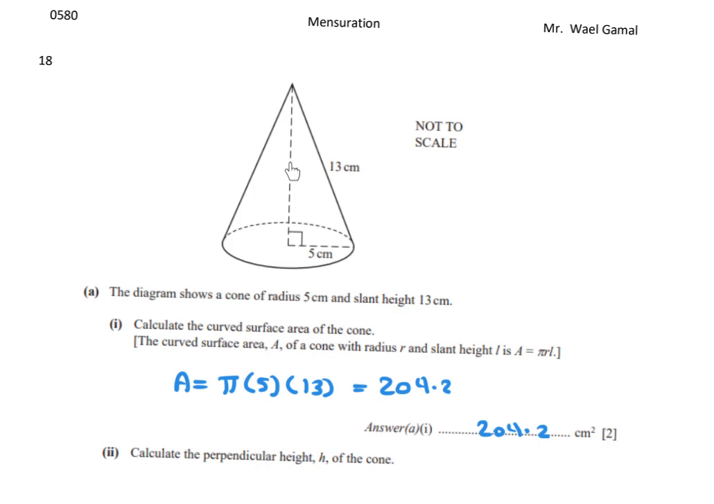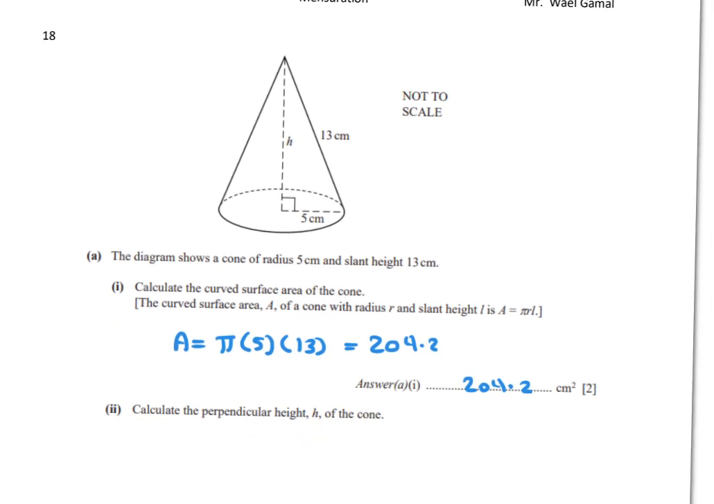Now calculate the perpendicular height of the cone. To find the perpendicular height, we can use this right angle triangle. From Pythagoras, we can find the height. So the height equals the square root of the hypotenuse squared minus this side squared. So 13 squared minus 5 squared equals 12. So 12 centimeters is the perpendicular height.